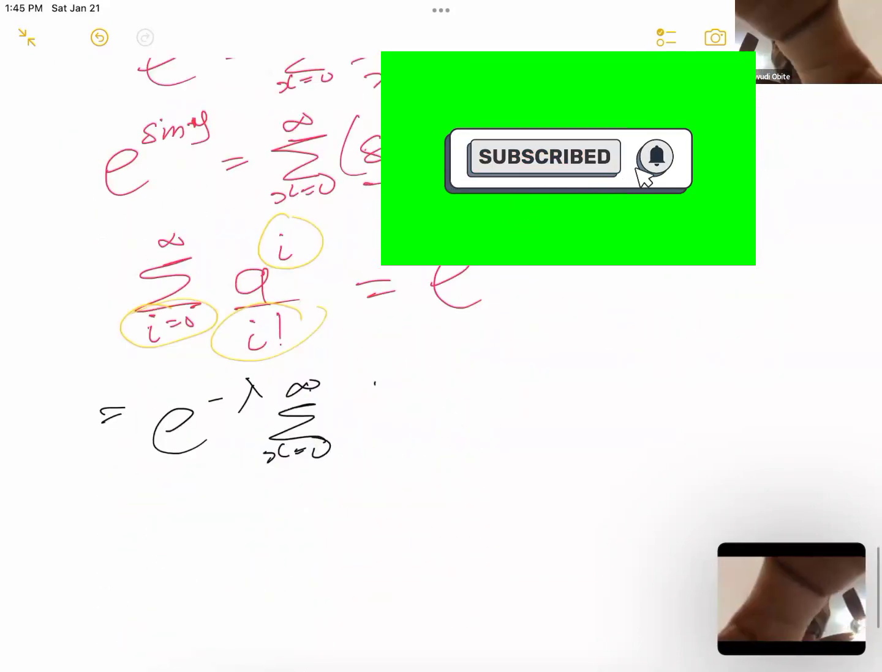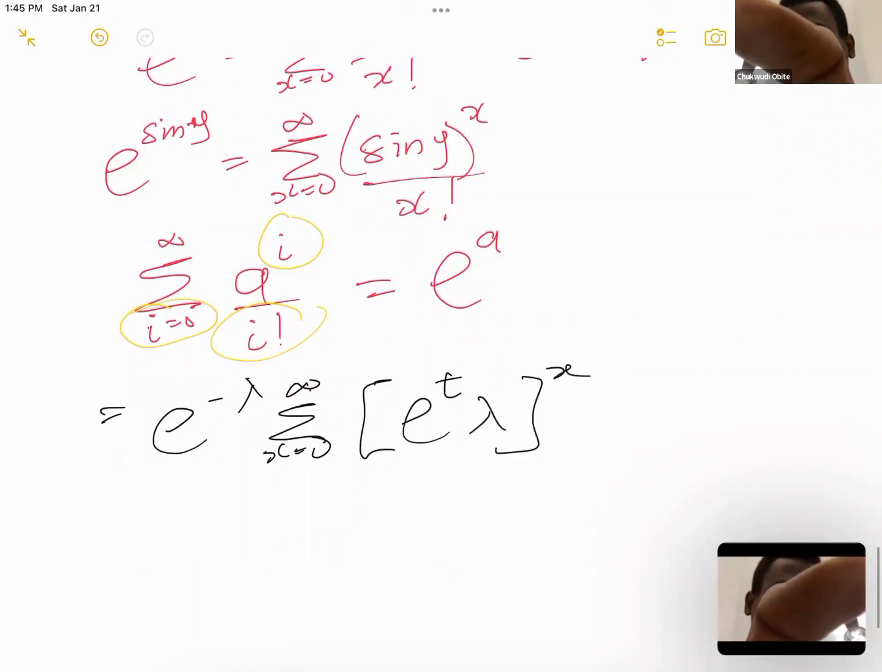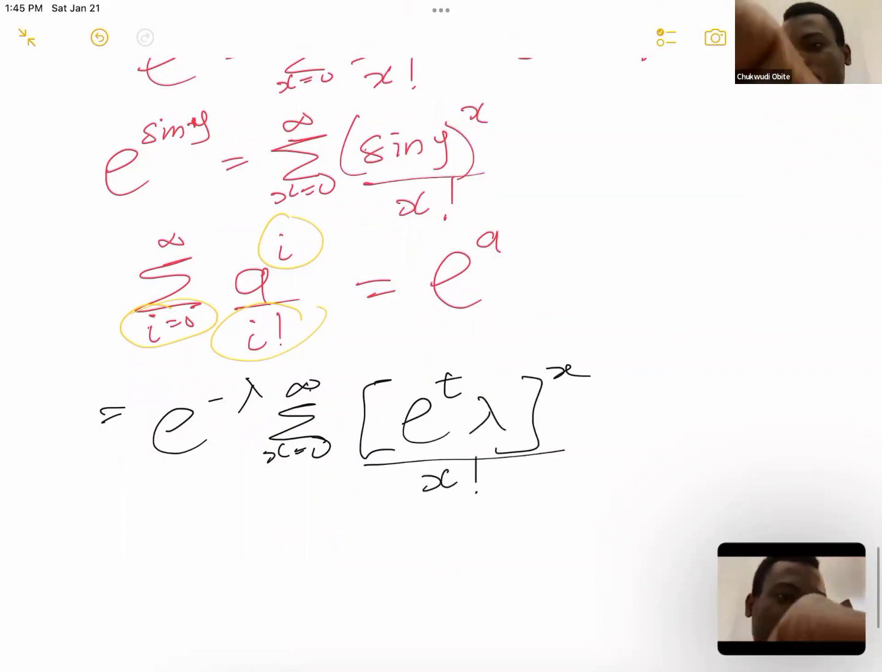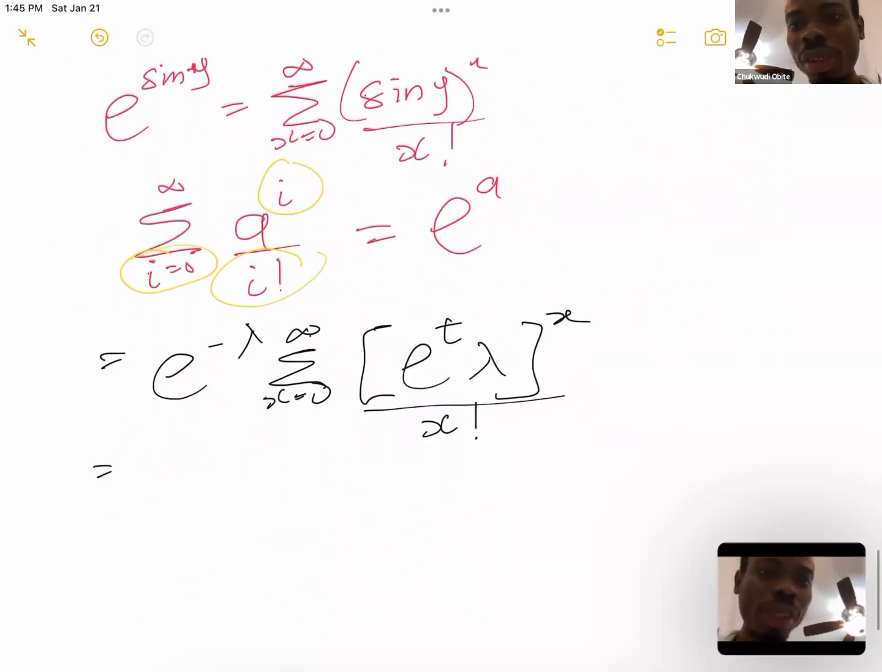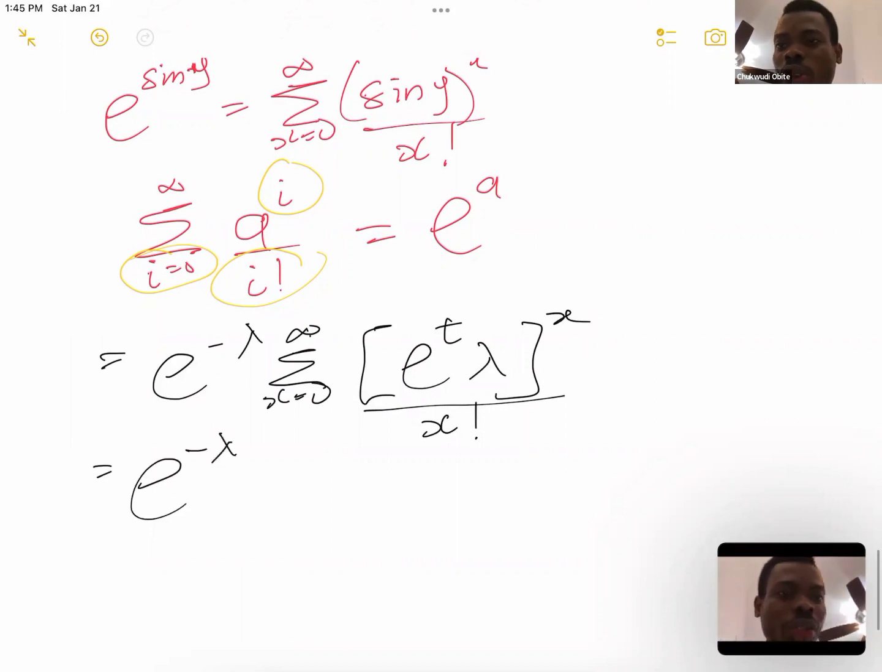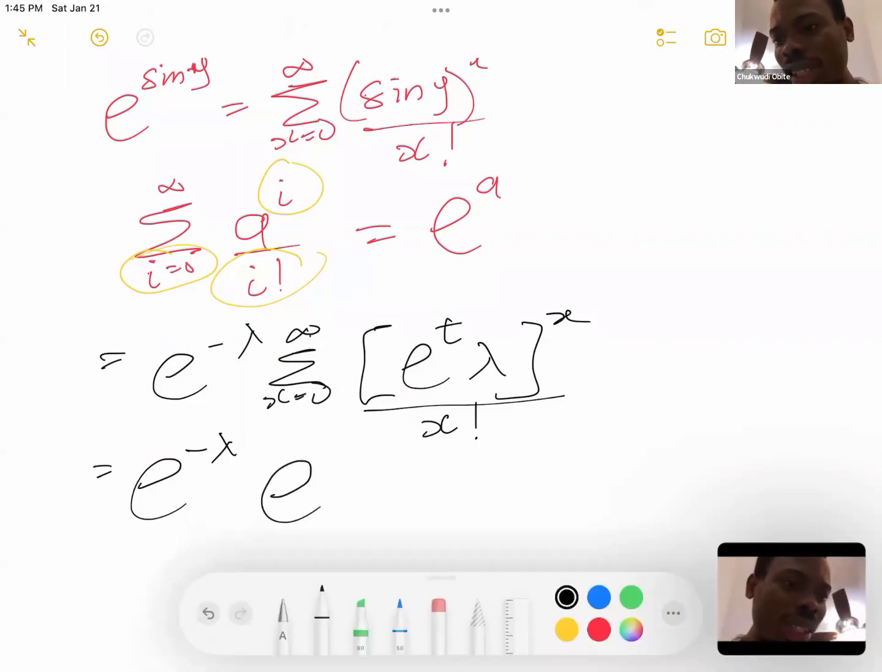Then we have e to the power lambda e^t over x factorial. Looking at this, it looks like what we've been doing so far. Whenever you have summation from 0 to infinity of the index, and you have an object raised to the power of the index all over index factorial, you can write it as the exponent of whatever is there.